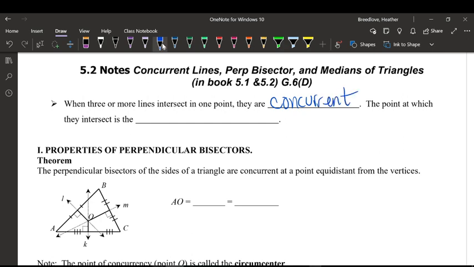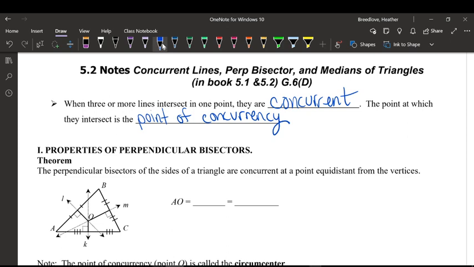When three or more lines intersect at one point, they are concurrent. And the point at which they intersect is called the point of concurrency. That is basically what this whole lesson is about: lines being concurrent and the points of concurrency. There's two different points of concurrency we're going to talk about. The first one starts off by talking about perpendicular bisectors, and that's going to take us to the circumcenter.